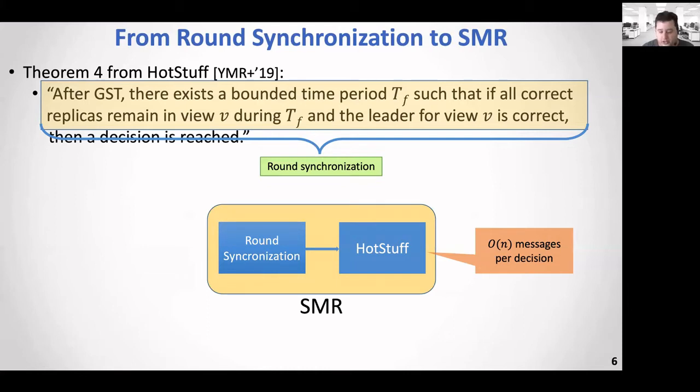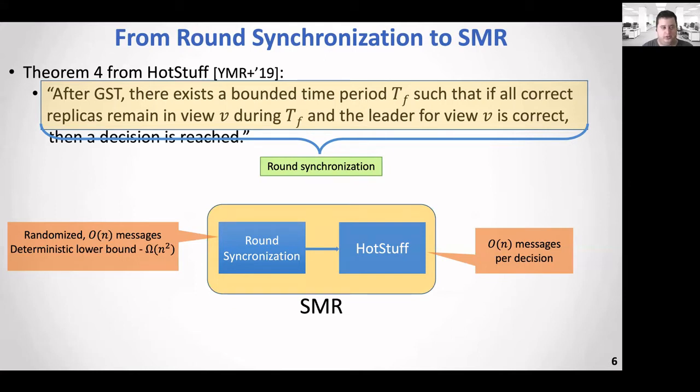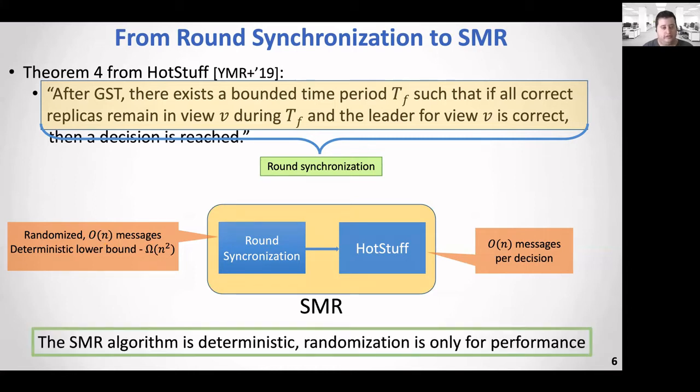Now the round synchronization is randomized in our approach, and by using randomization, we're able to solve this round synchronization problem with a linear number of messages. We use randomization to circumvent the known deterministic lower bound, which is quadratic. It's important to note that we use randomization only for performance. The SMR algorithm itself is still deterministic. In the worst case, we'll have a higher than linear message complexity, but the algorithm itself will always reach a decision. So let's look at this round synchronization.